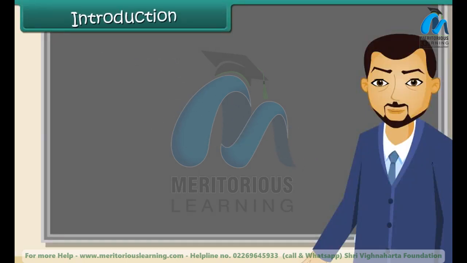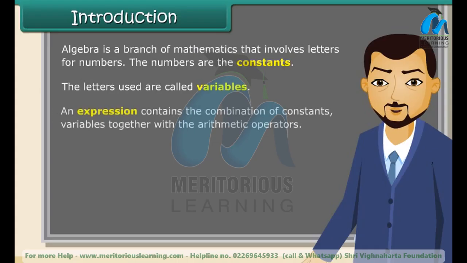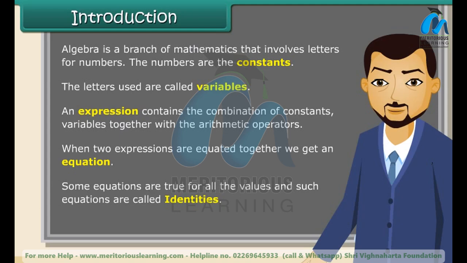Introduction. Algebra is a branch of mathematics that involves letters for numbers. The numbers are the constants. The letters used are called variables. An expression contains the combination of constants and variables together with the arithmetic operators. When two expressions are equated together, we get an equation. Some equations are true for all values, and such equations are called identities.